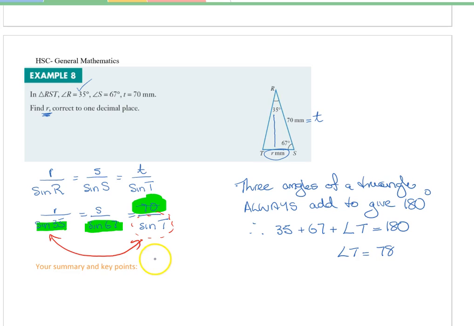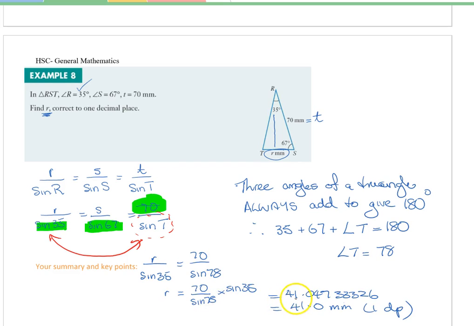That enables me then to write r as my unknown, sine 35 is a number, side t is 70 on sine 78, which is a number. Now I've got 3 out of the 4 as numbers, and I can solve that. And when you do that calculation, you'll get 41.047. It asks for 1 decimal place, and it's 41.0.